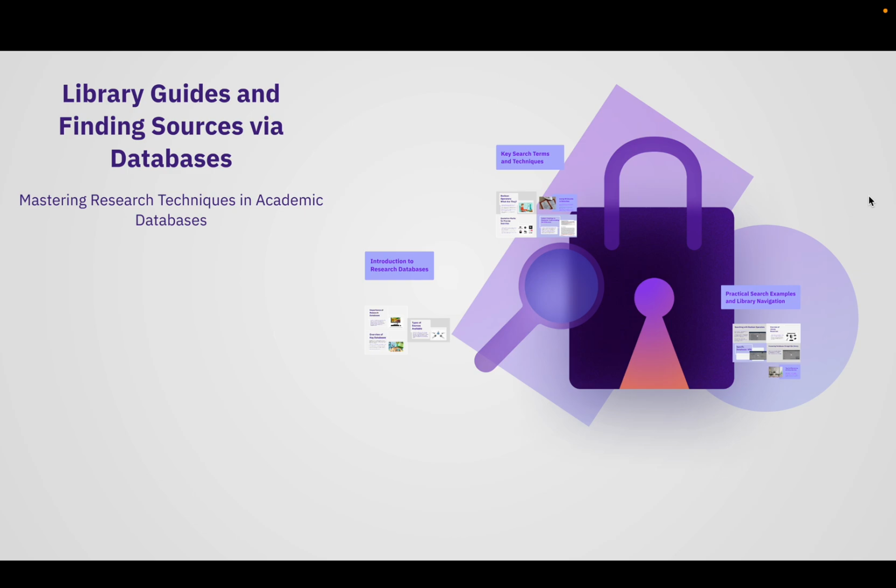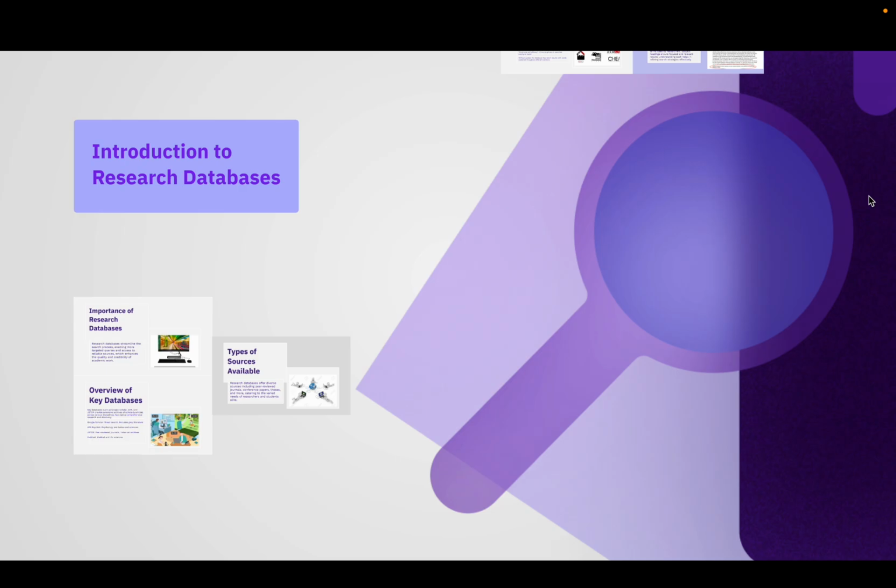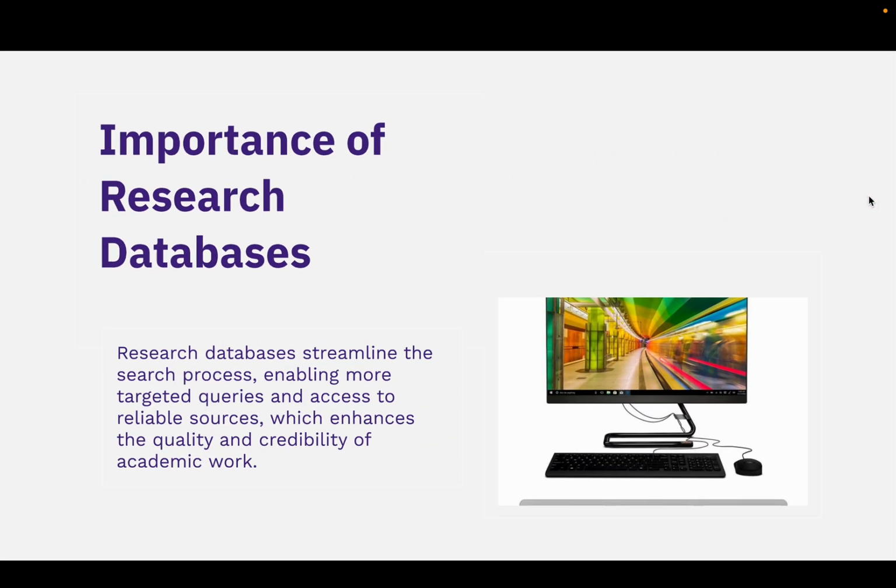This presentation is going to go over library guides and finding sources via databases. So, first, we're going to talk about research databases themselves. Research databases streamline the research process, enabling more targeted queries and access to reliable sources, which enhances the quality and credibility of academic work.